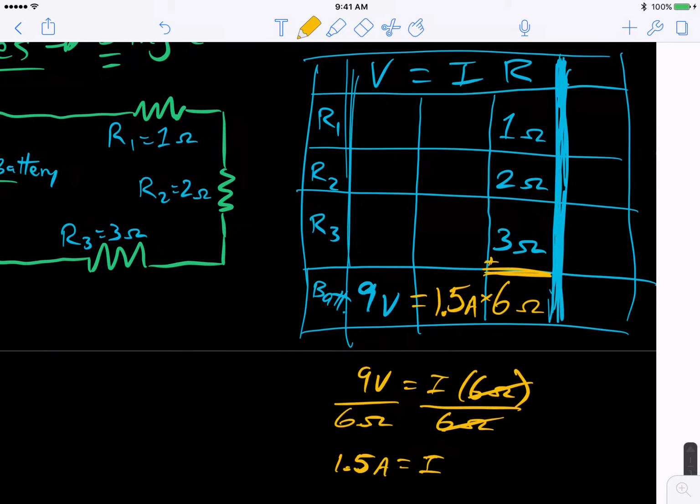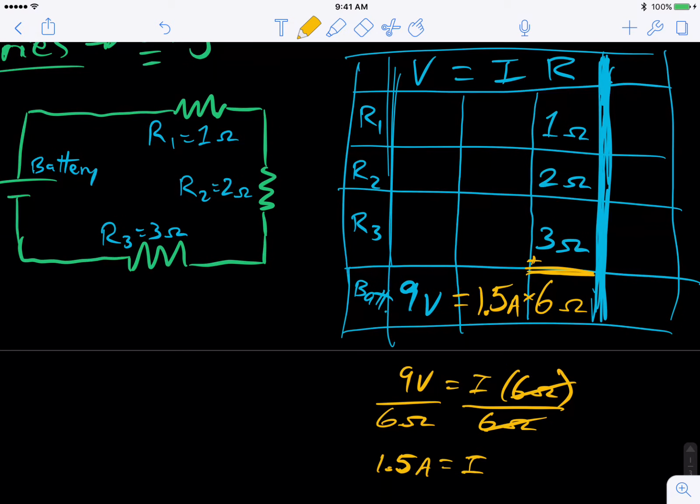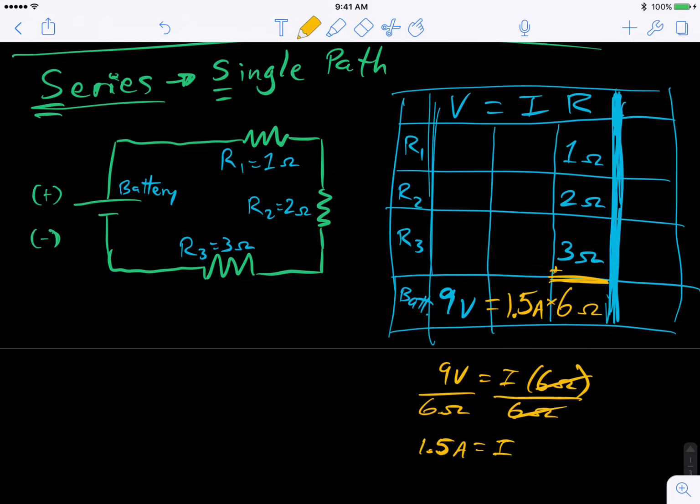Now if you look at our chart, we're kind of stuck because we don't have 2 in any other row. So when you get stuck and you can't use VIR, go back to your memorized statement about series and see if you can find anything that connects. Let's go back and let's see.